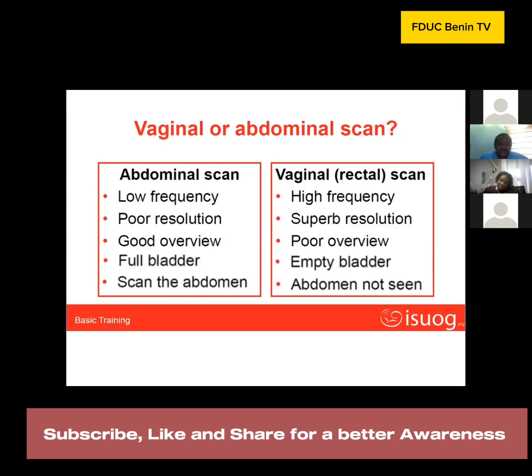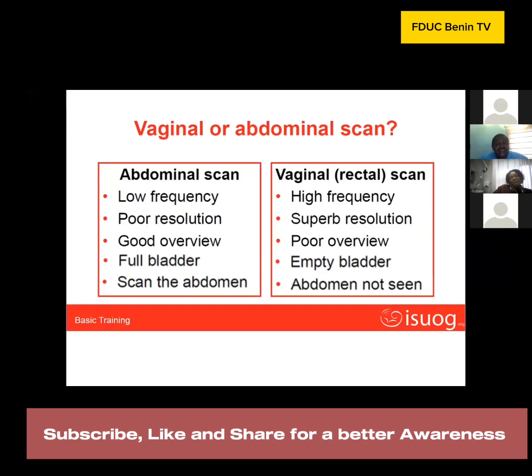same image. When we perform a vaginal scan, the distance between the probe and the organs we want to see, the uterus and the ovaries, is only a few millimeters. So we work with high ultrasound frequencies. That gives us superb resolution. On the other hand, we have poor overview. We can only see one organ at a time. That's really what we want. Seeing one organ at a time, focusing on that organ, enabling us to do a detailed analysis. So the poor overview turns to an advantage.